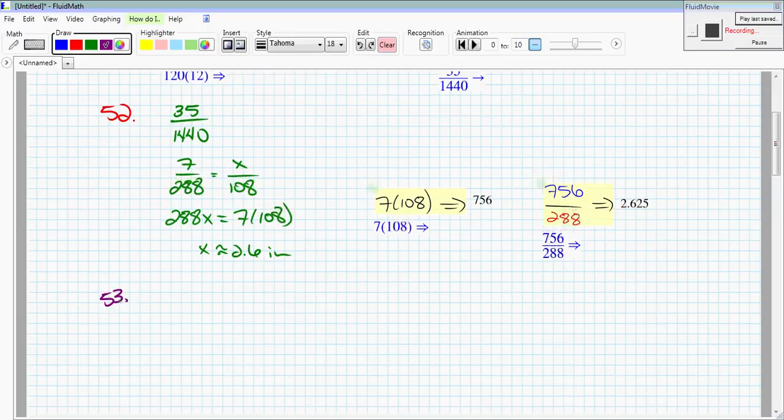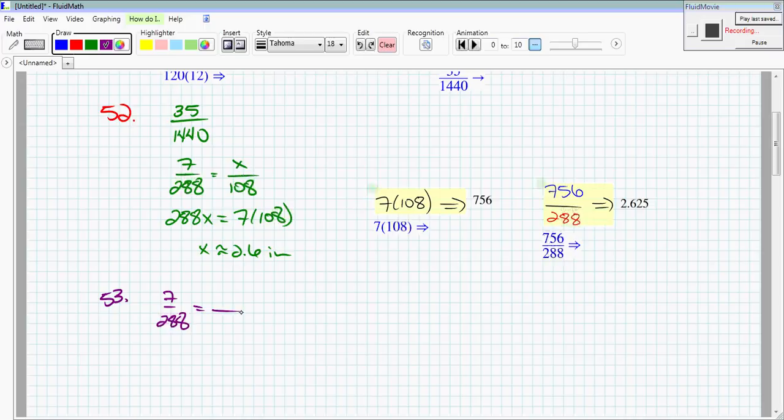And for question 53, it says the diameter of the handle of the sculpture is 3.5 feet. Estimate the diameter of the handle of Babe Ruth's bat. Alright, same concept again. We're going to use this same ratio of 7 over 288. Again, this is bat over sculpture. It says the diameter of the handle of the sculpture is 3.5 feet. Estimate the diameter of the handle.